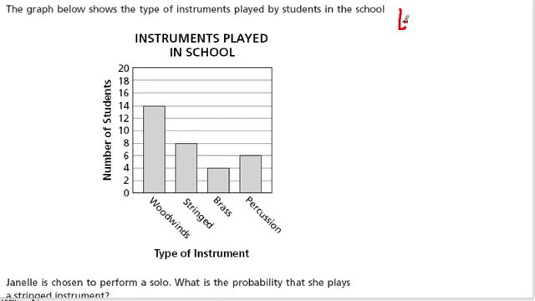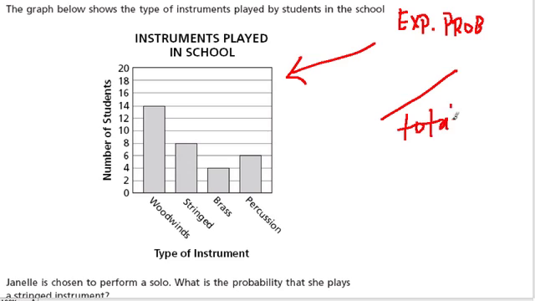Again, we have an experimental probability. And we know that right away because we're given a graph. And this bar graph here tells us what is actually happening in this particular school. So all we have to do is find out what we're looking for over the total. So it's going to be a fraction. Total outcomes will be the total results.